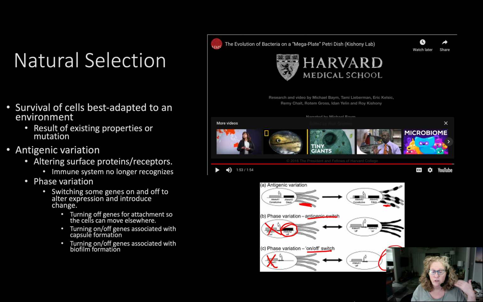So I'm either going to alter the antigen, make it a combination of things, try and confuse the immune system. I can do an antigenic switch where I just change the antigen entirely, or I can do a phase variation on-off switch, where I just get rid of the antigen entirely. So those are different forms of phase variation.